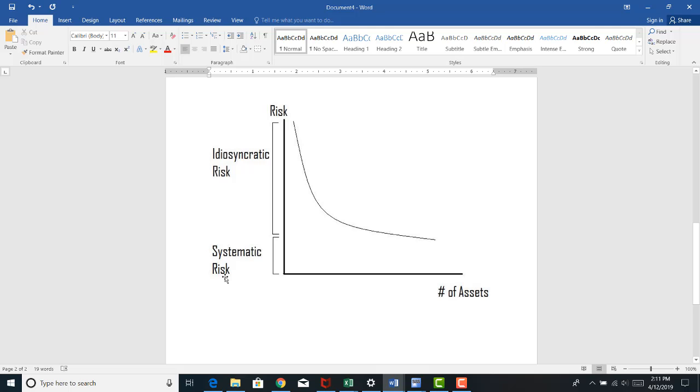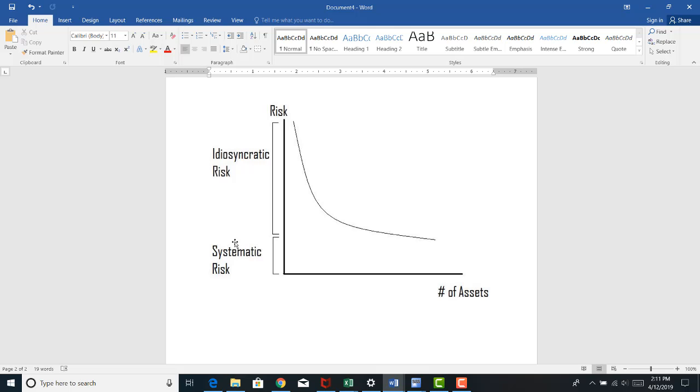Sometimes we call this market risk. So if you hold the market portfolio, you're well diversified. You're diversified across every stock or every asset. However, you still can't get rid of all of your risk. You still face systematic risk. Does that make sense? And each asset has some exposure to that systematic risk.